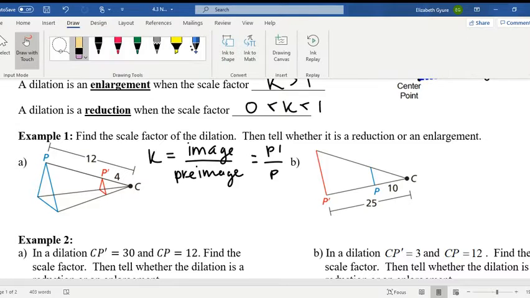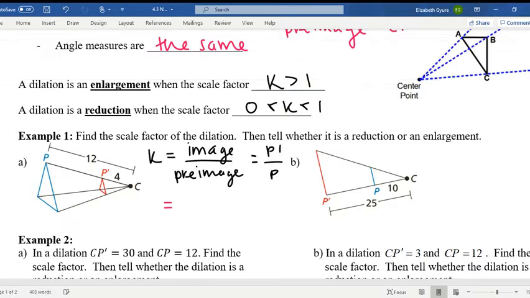So what that means here is you're going to take this smaller measurement and put it on top. So 4 over your not prime, which is the bigger shape. So the bigger shape should go with the bigger number, which is 12. So you would have 4 over 12. Can you reduce 4 over 12? Yeah, what would it become? Not 3, that'd be 12 over 4. 1/3, right? Yeah.